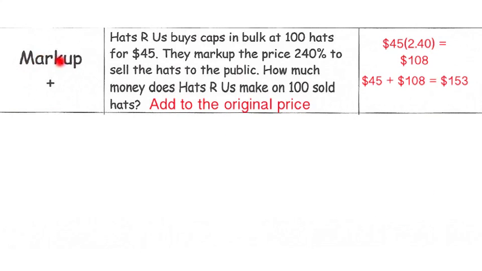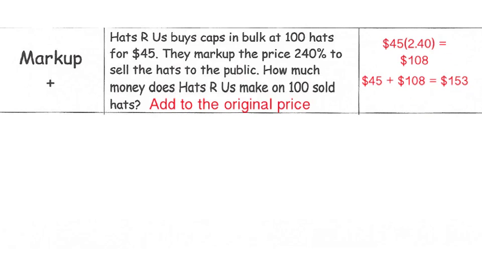For markup, you add, so you find the percent of a number and you add it to the cost. Hats R Us buys caps in bulk at 100 hats for $45. They mark up the price 240% to sell the hats to the public. How much money does Hats R Us make on 100 sold hats? So you have to find 240% of 45, which is $108. And so then you add it to the cost, which would be 108 plus 45, which would be $153.